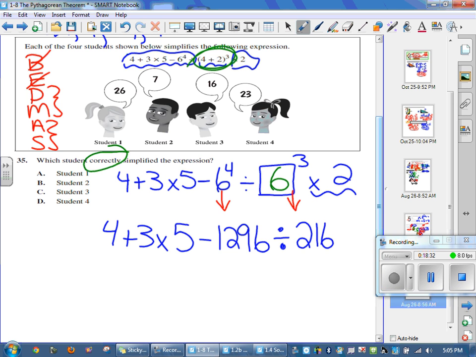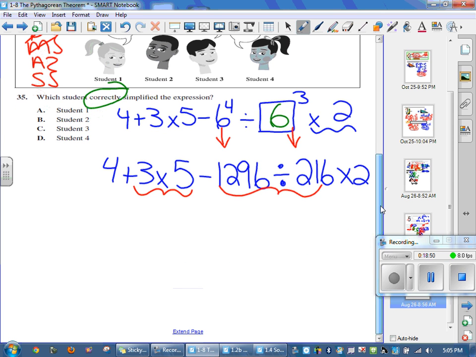So exponents are now done. Now I find multiplication and division. I do it left to right. So multiplication and division is what I'm looking for. I've got a multiplication and I've got a division. So let's do it step by step. This is going to give me 4 plus. I solve my multiplication to get 15. Subtract. I'm going to solve my division. When I divide those, I'm going to get 6 as an answer. And then I've got my times 2 on the end. Okay, so there's my minus 6.